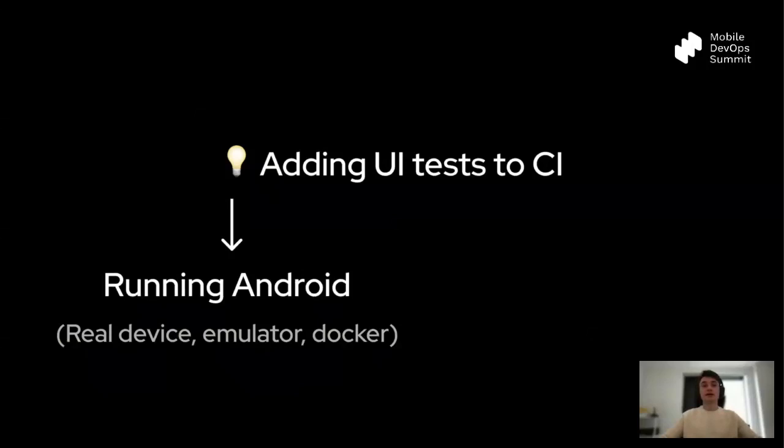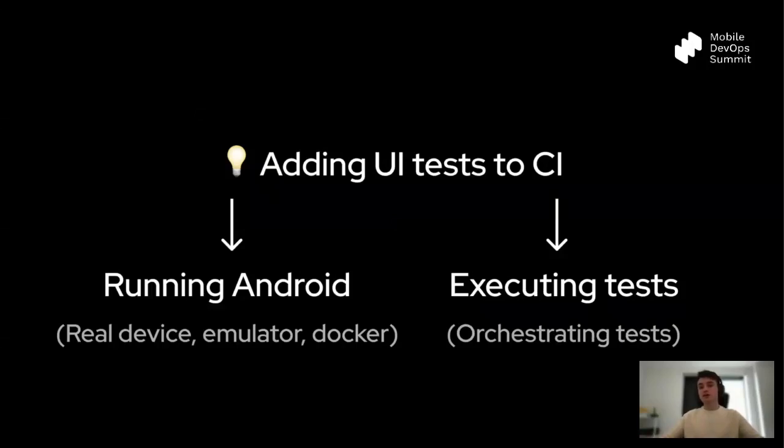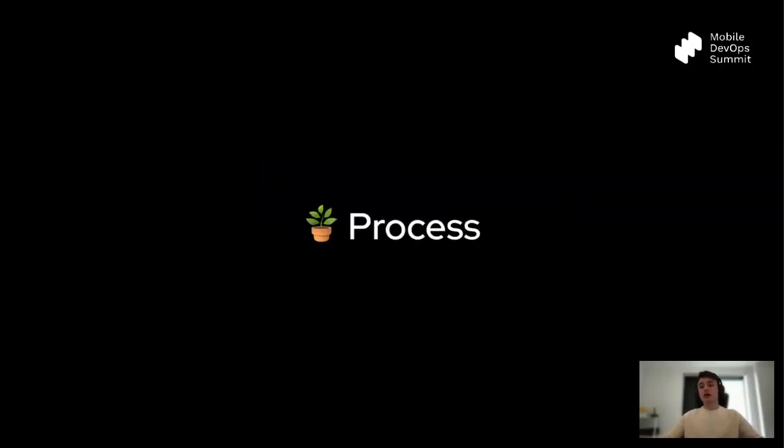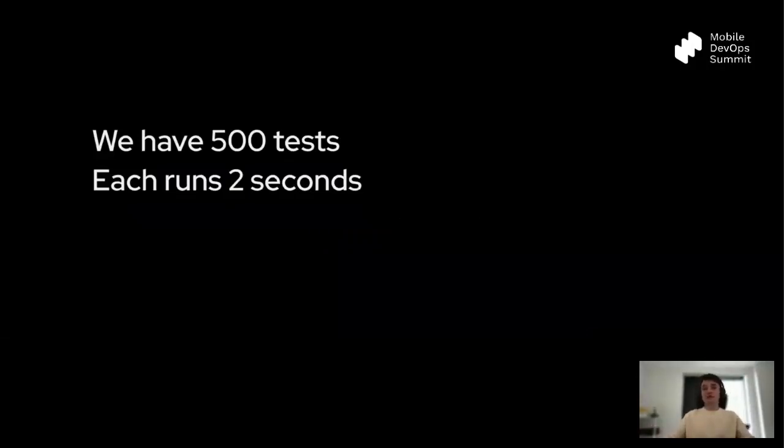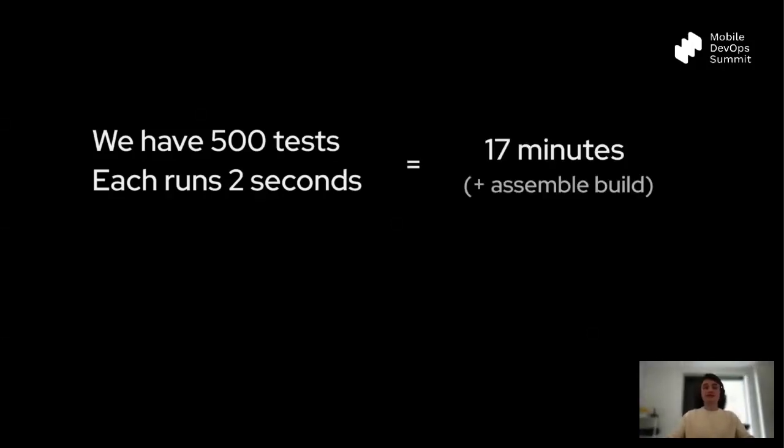As for the UI test on the CI, adding this stage to your pipelines consists of 2 steps. The first one is the running of the Android system, either in real device or emulator, or maybe in Docker. And the second part is executing the tests themselves. So I also would like to mention the process, how exactly we run them and what we run in the pipelines. So besides just executing the tests and preparing the environment for it, just want to give you an example. Let's say we have 500 tests and each runs in 2 seconds. In total, it will take at least 70 minutes just for the UI test and also the assembly of the build.